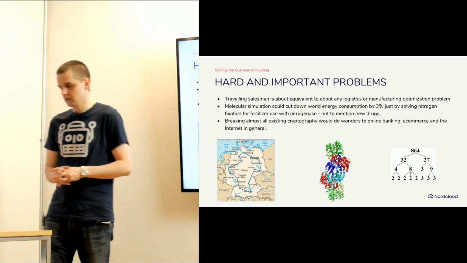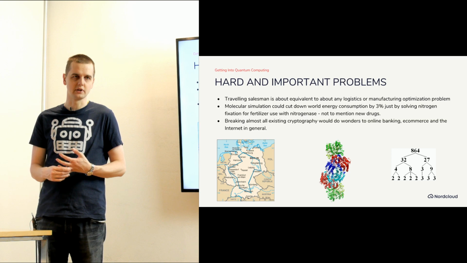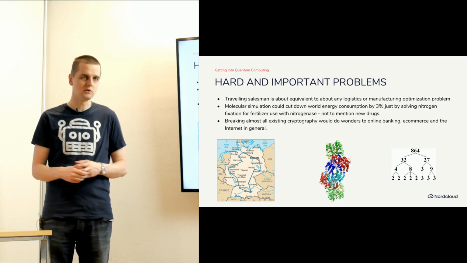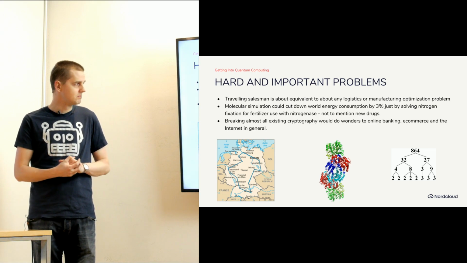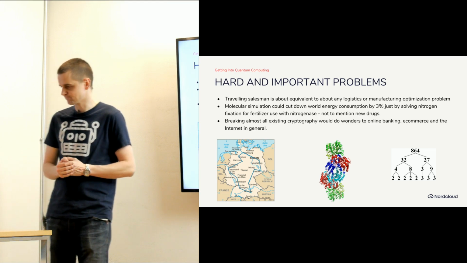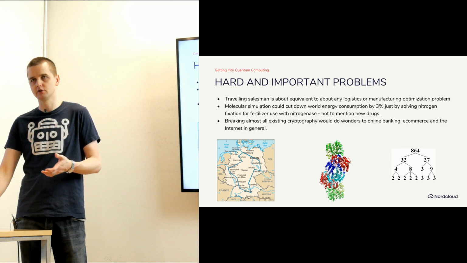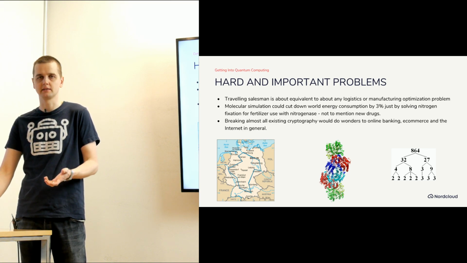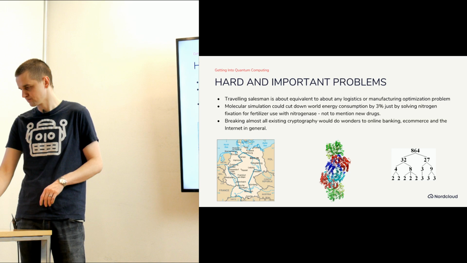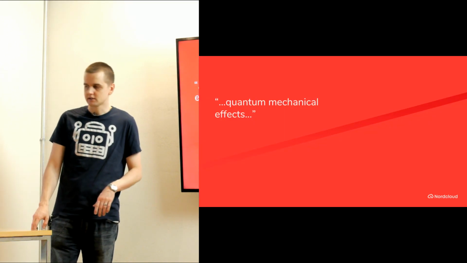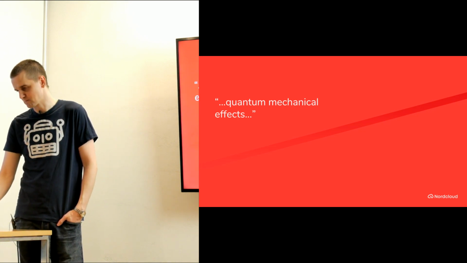And then of course, not all the importance is from being a positive impact. If we break the cryptography, there are not many people that would view this as a good thing. Maybe there are a few at the NSA, but that would more or less break the internet. Okay, so now we know what sort of problems would be those super hard problems where we have this advantage that the classical computer will never reach according to the understanding that we have of physics. The next part is, what is then the quantum mechanical effect? And this is probably the heaviest part of this talk.